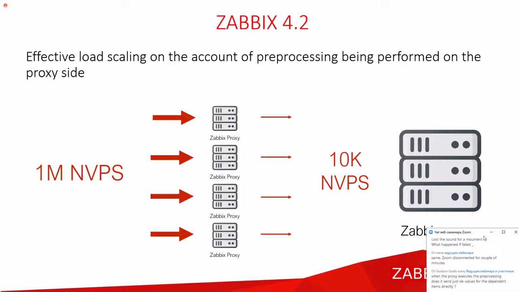So, for example, if we have a lot of preprocessing being performed on the proxy side, this can convert to proxies collecting 1 million values per second. Of course, not one proxy, but the load across the proxies. And to the Zabbix server, we actually send in the end 10,000 values per second. So you can save 100 times the values that the Zabbix server needs to calculate and push to the database after it receives them.